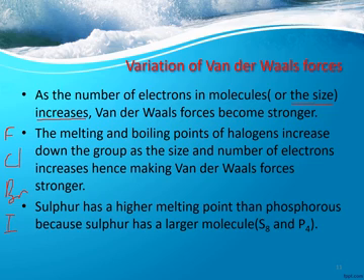When we consider an example when one moves across a period, we can take that of sulfur, which has a higher melting point than phosphorus, and this is because sulfur has a larger molecule than phosphorus. Sulfur has a molecule which contains 8 atoms, while phosphorus has a molecule which contains 4 atoms. So sulfur has a bigger size and stronger intermolecular forces, the van der Waals forces, than phosphorus.